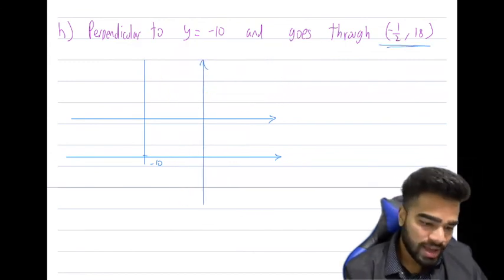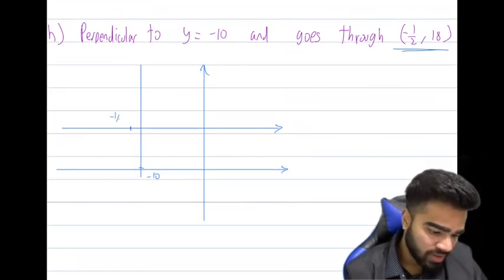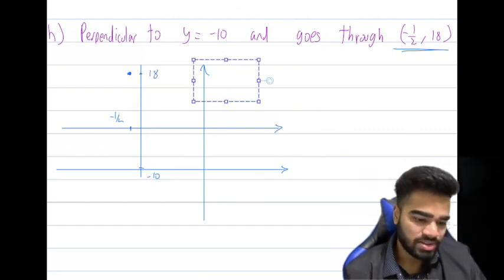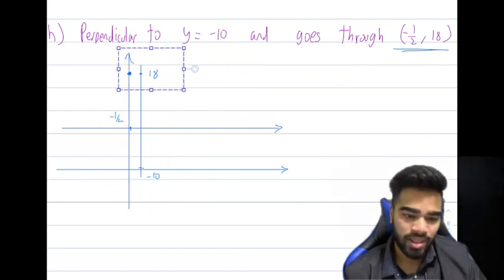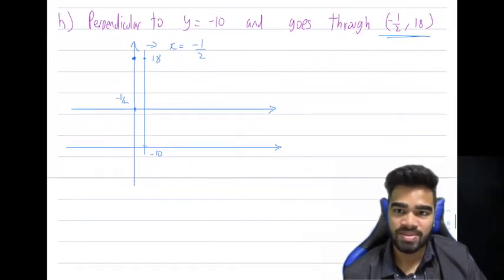But, okay, it needs to go through this coordinate, -½ and 18. So -½ is going to be roughly here. And 18 is going to be all the way up here. So this is -½ and 18. So this vertical line needs to go through that coordinate, right? So you can see if you put it there, what's the equation of the graph going to be? Well, from the graph, we can see x is equal to -½. That's the equation of the graph.